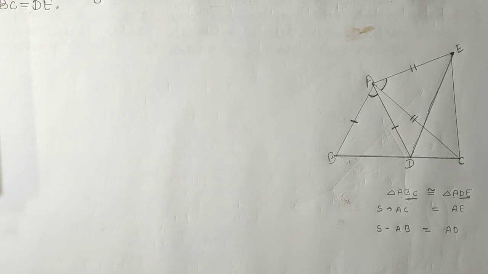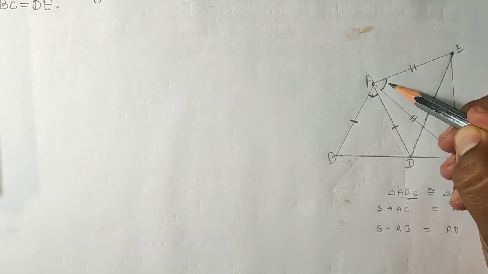Now students, what about the third element? Who is going to be the third element of these two triangles that will be equal? See, the side BC and DE, it is to prove. Okay, about angle B and angle E, no information is there. About angle C and angle A, no information is there. Okay, so what information are we having? We are having that this angle is equal to this angle.